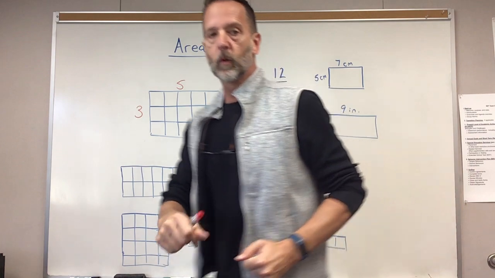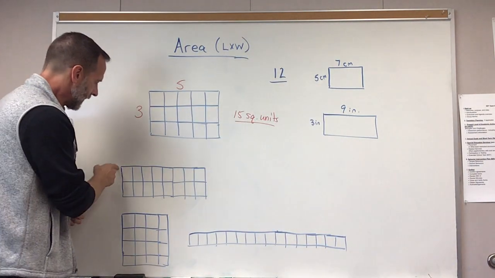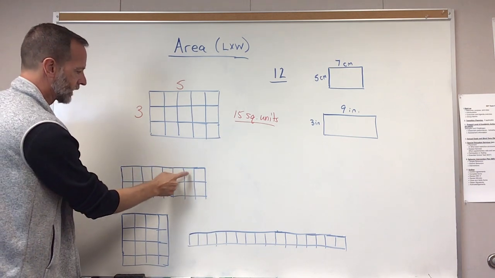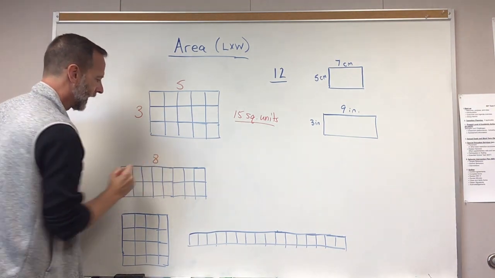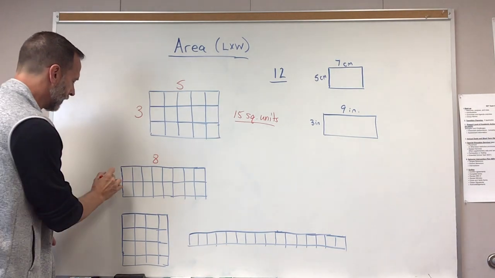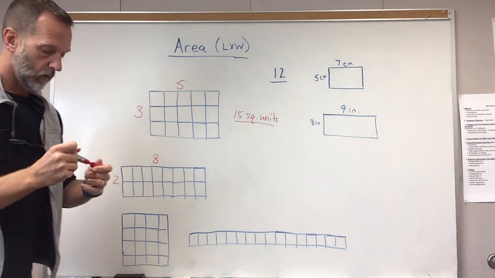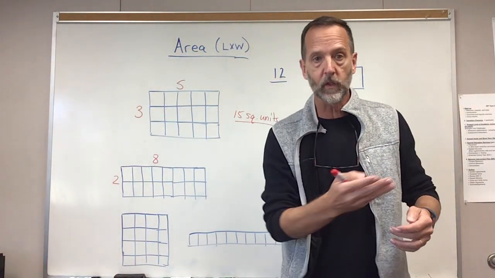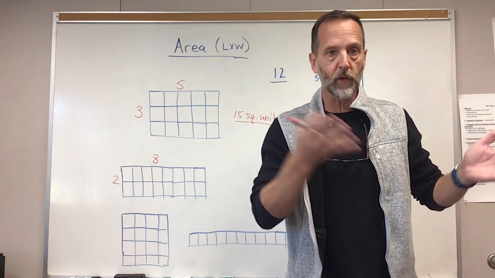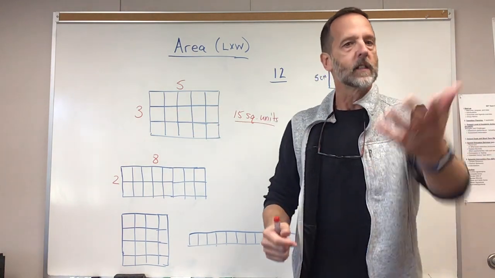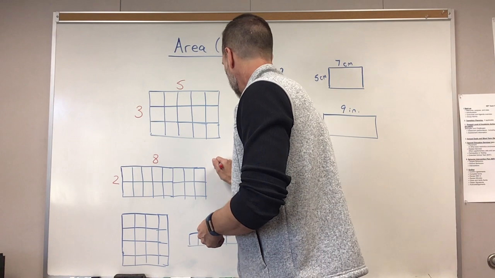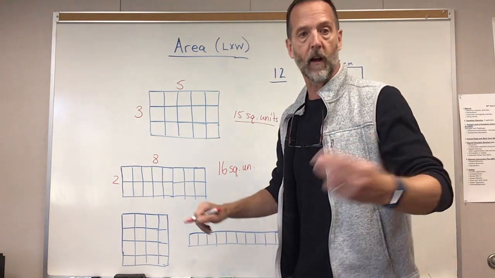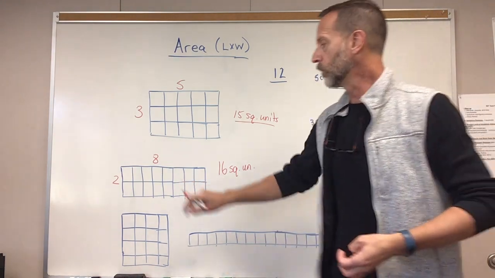All right. Take a look at this one down here. It has a length of 1, 2, 3, 4, 5, 6, 7, 8. It has a length of 8 units. It has a width of 2 units. Okay? Now I could count the squares, or I can multiply. If I have 2 rows of 8, 2 times 8 is 16. So this would have an area of 16 square units. You always want to say that it's square. Okay, 16 square units for area.